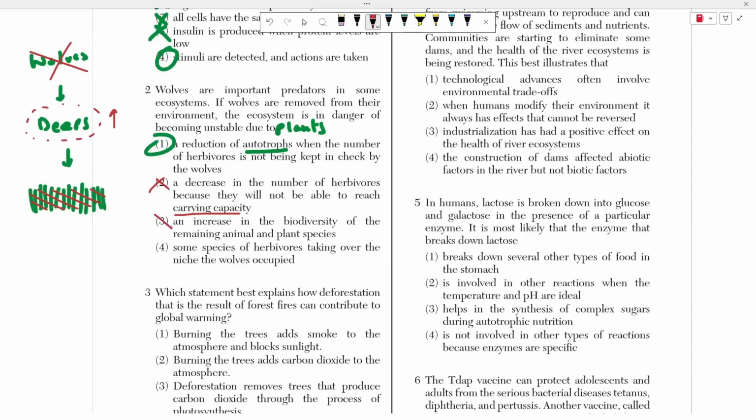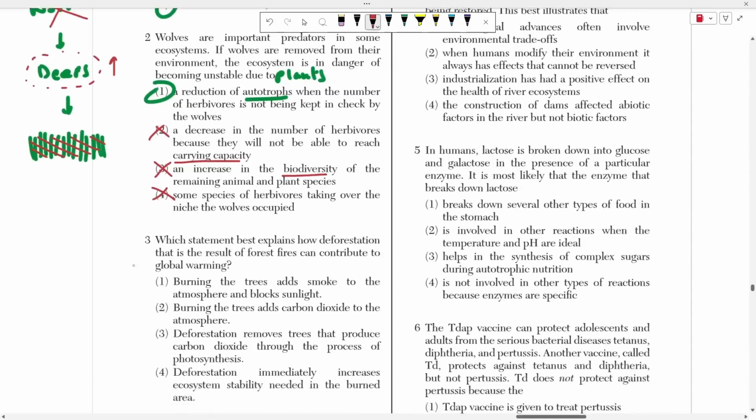3, an increase in biodiversity. That's going to be false because biodiversity is the number of species present. If you get rid of all the wolves, you're getting rid of a species, which makes it less diverse. 4, some species of herbivores taking over the niche that wolves occupied. This is also false because when have you ever seen a deer or a cow turn into a carnivore and start to eat other deers, cows, or other animals?